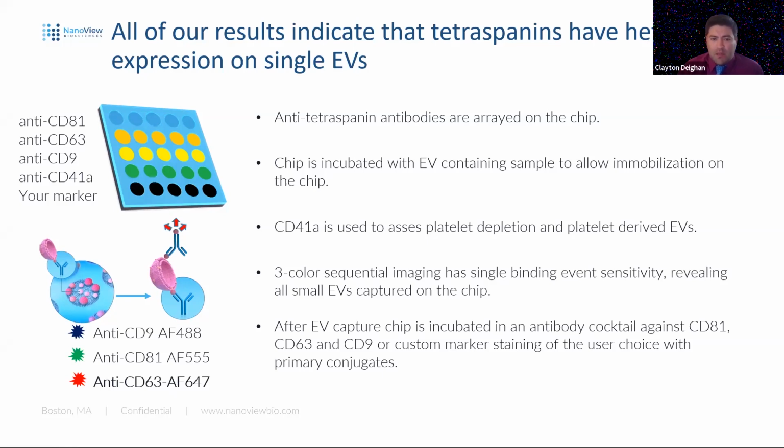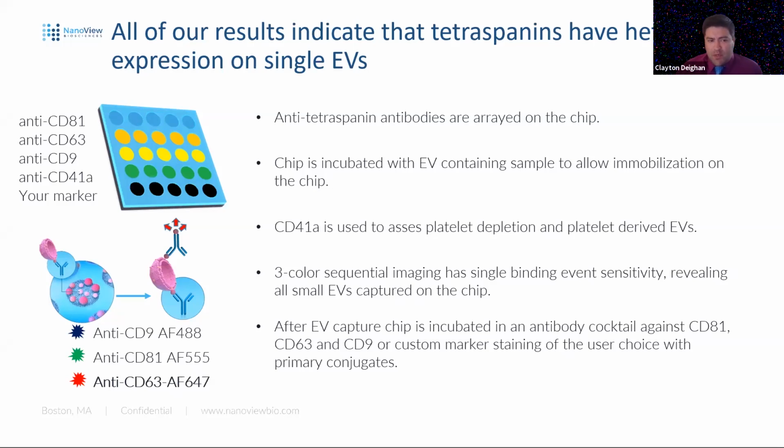3-color sequential imaging, like I mentioned, has given single binding event sensitivity. So this is going to reveal all the small EVs and all the different combinations of tetraspanins that these particles display. And we're going to find out a lot more about that. After EV capture in the cocktail incubation, all you do is dump it in the reader, and we're going to read out this 3-color fluorescence and size distributions.